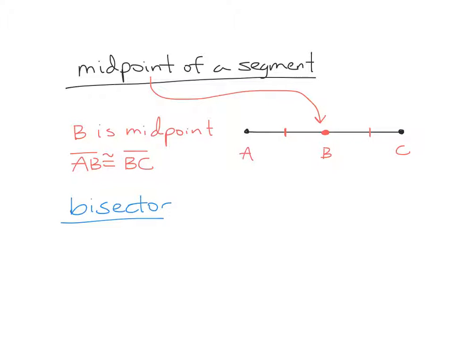A bisector is something that bisects. It cuts something in half. So along the same lines as a midpoint, but instead of being a point, now it can be a line, or it can be a segment, it can be a ray, just something that's going to cut a segment in half. So for a bisector, if you have a segment, let's say we have a line that cuts through so that these are the same length, okay? We would call that line the bisector because that line is cutting the segment in half.